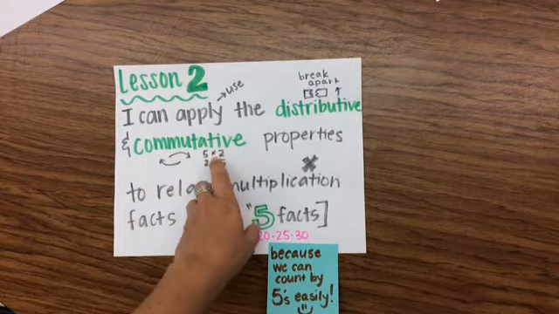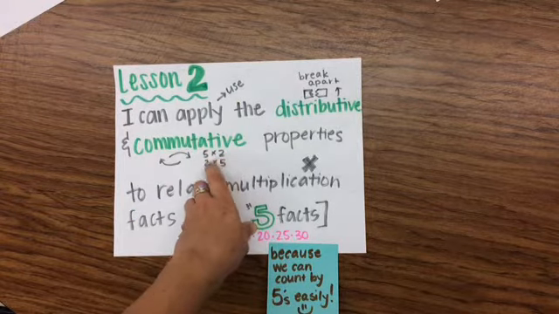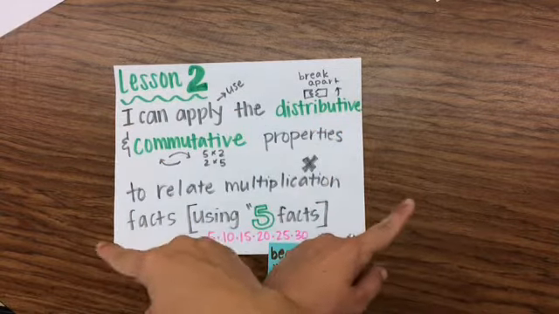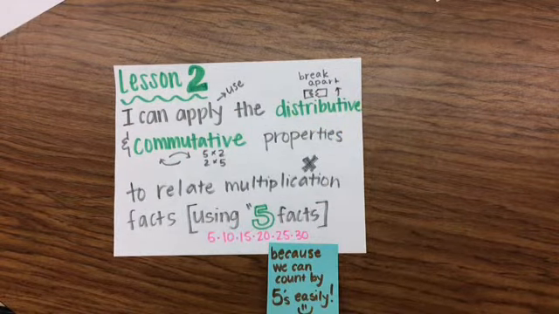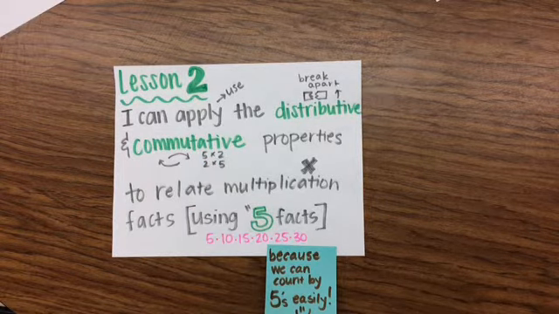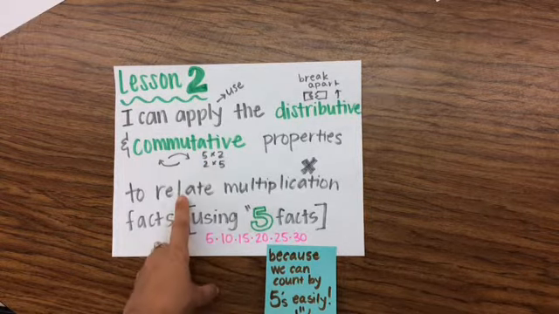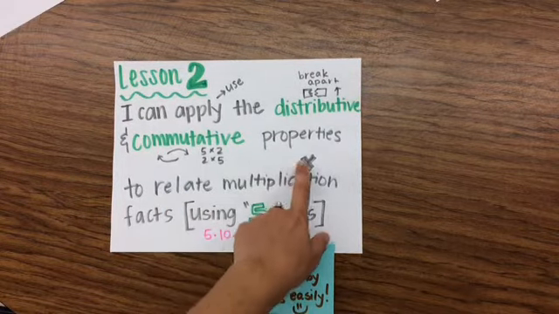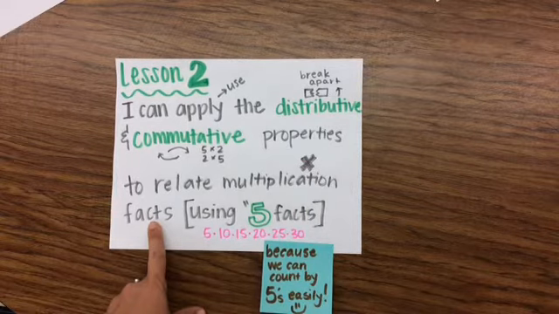Commutative property means that 5 times 2 is the same as 2 times 5. You can switch the order of the factors and you'll still get the same answer. 5 times 2 equals 10, 2 times 5 equals 10. To relate, again, just to use towards multiplication facts.